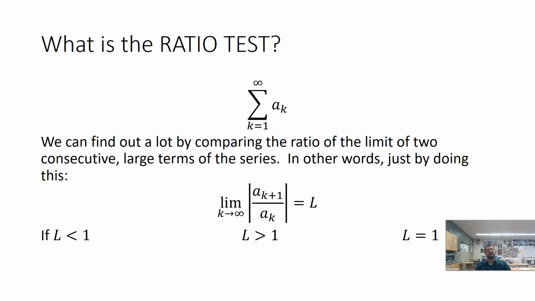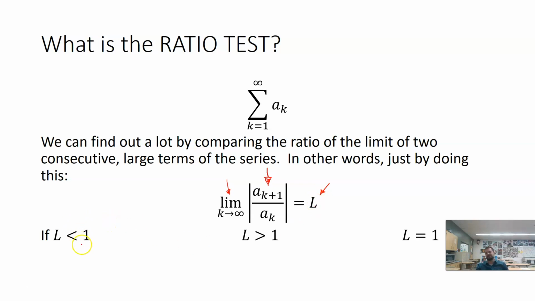So here's basically what we use to do the ratio test. All we're doing is comparing two very large terms, consecutive terms, and we're going to get a number when we compare them. We're going to make a ratio out of them. That's all this is saying right here. And L just stands for the number we're going to get.